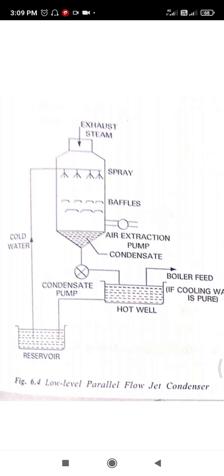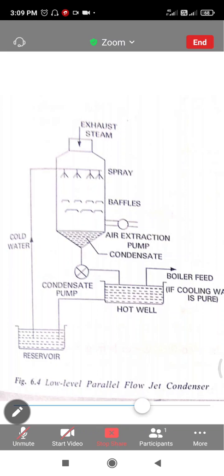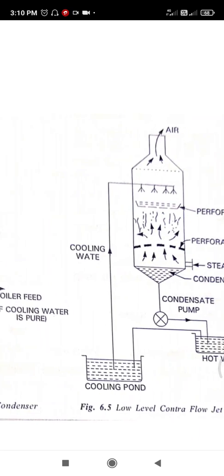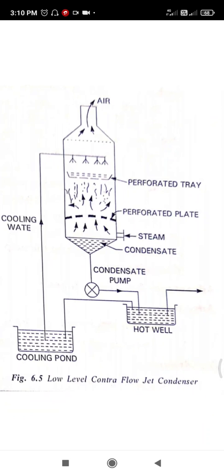Okay, a parallel flow jet condenser. It does not require a pump to lift water because it flows upward automatically due to pressure difference. It is provided with a dry air pump to extract air and baffle plates inside the shell to facilitate mixing of steam and water. Now let's see the low level counter flow jet condenser.